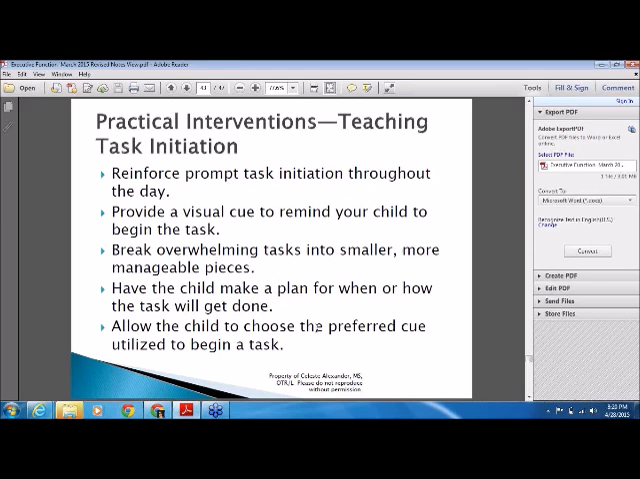And you make a plan, make it manageable, and you decide when and how the task will get done. You allow the child to choose a preferred cue to begin a task. Again, if they're invested and it's meaningful, I think it makes all the difference in the world.